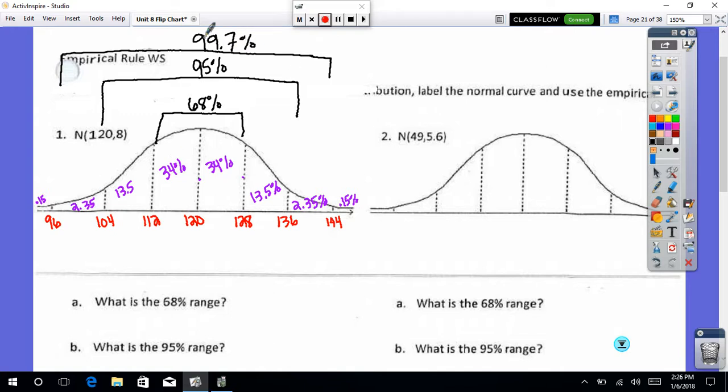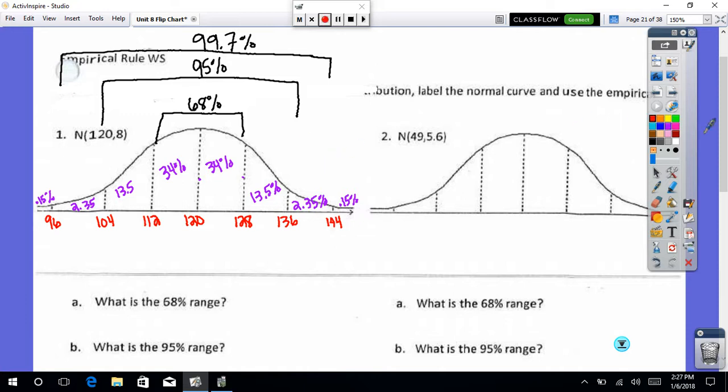So remember, the reason we're not at 100% is because we still have these two cute little tails right here, these little babies of 0.15%. If you add those 0.15s, you end up with 0.3, which would give us the entire 100% of our data that falls under this curve. But the important thing is, one step away from the middle is 68%, 2 steps away is 95%, and 3 steps away gives you 99.7%. So almost all of it.